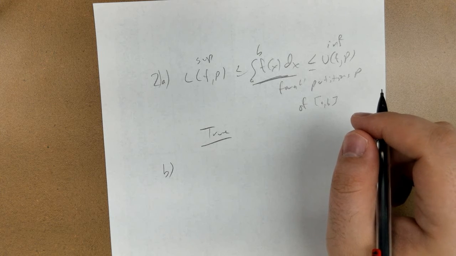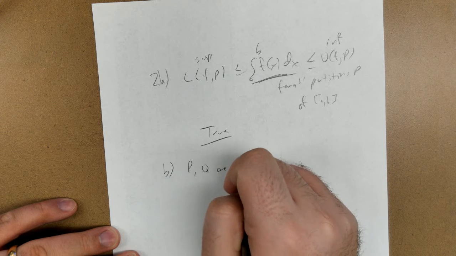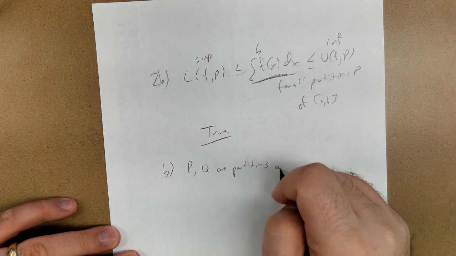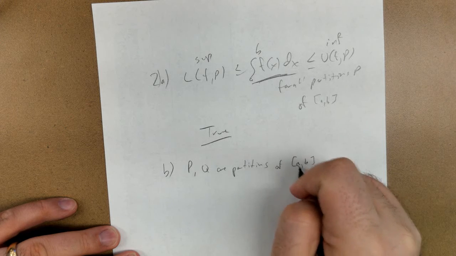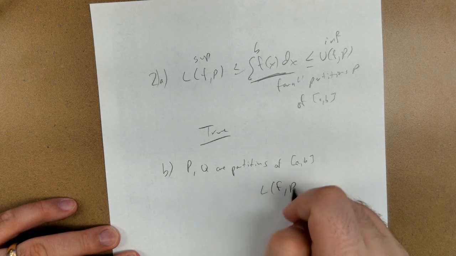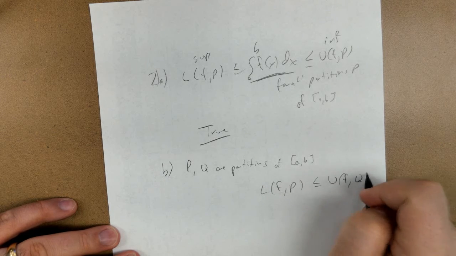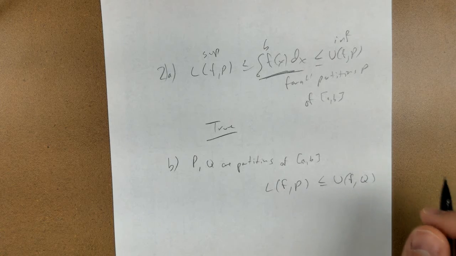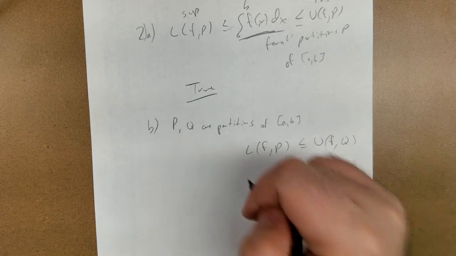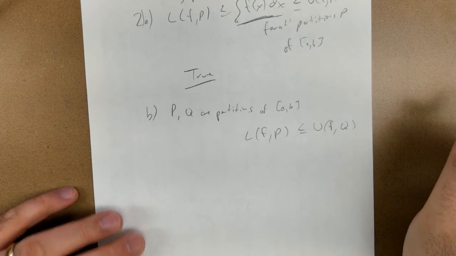Okay, 2b says that if P and Q are partitions of [a, b], and f is bounded on [a, b] as part of it at the beginning of the problem, then any lower sum on any partition should be less than any upper sum on any other partition. My first impulse is to prove this wrong and say, hey, if I take a wide enough partition and make this thing fat and make that one small, somehow this should fail.